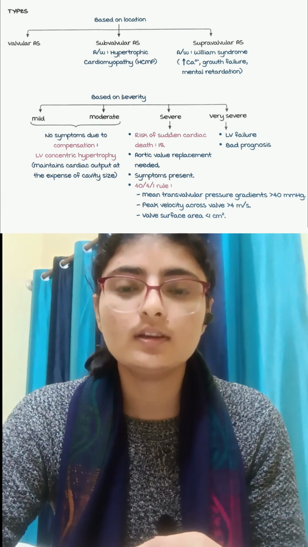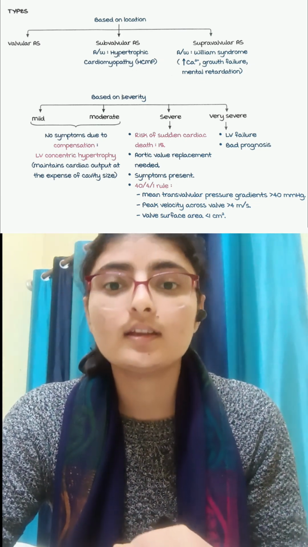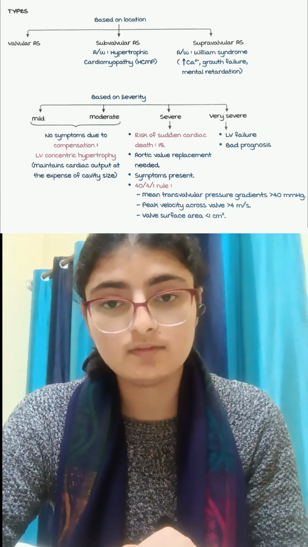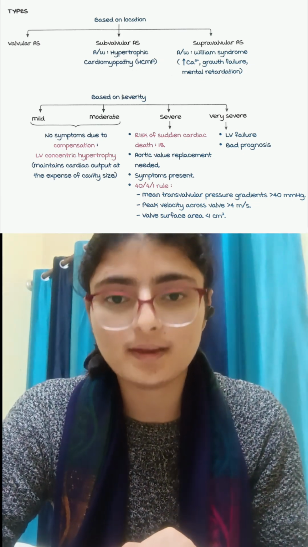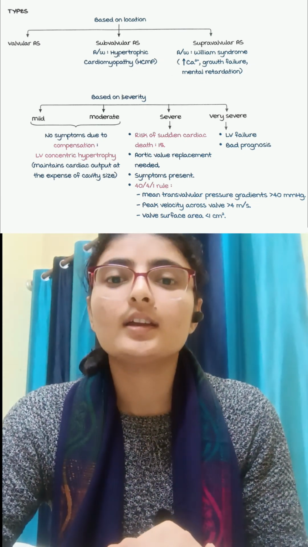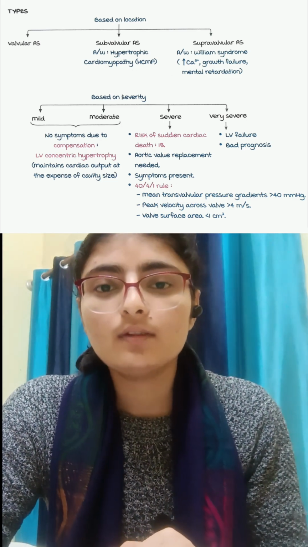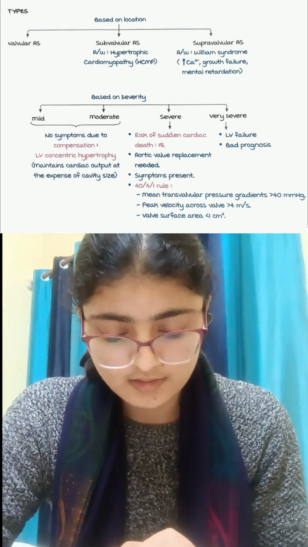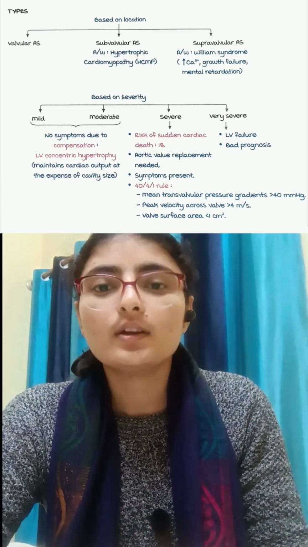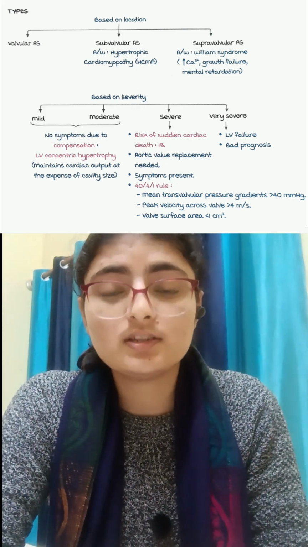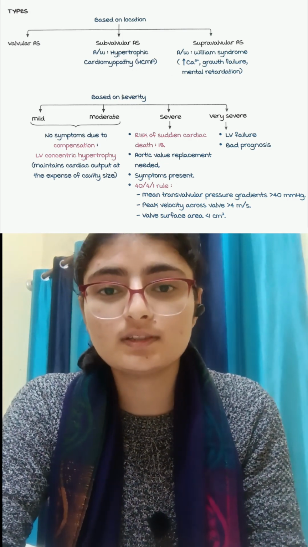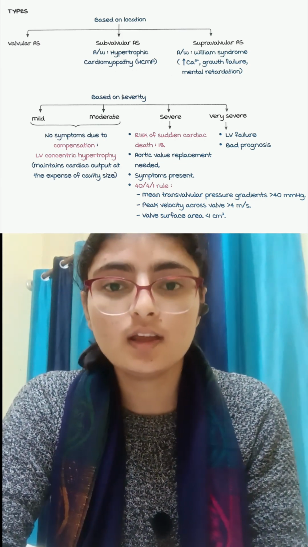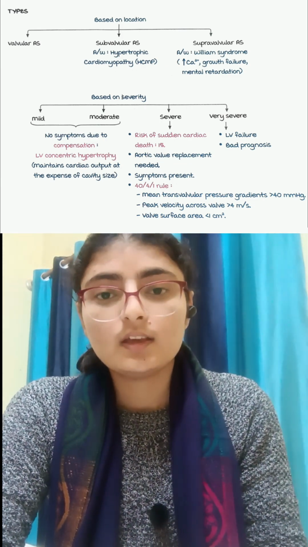Then there is severe aortic stenosis. In this, there are chances of sudden cardiac death in 1% of cases. In such patients, we should do aortic valve replacement. In such patients, there is the 40-4-1 rule: the transvalvular gradient is more than 40 mm of Hg, peak velocity is more than 4 meter per second, and the valve area is less than 1 centimeter square.